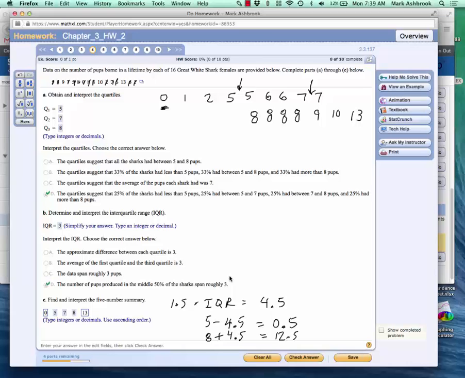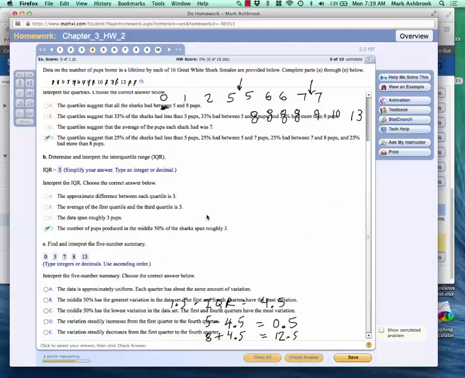Okay, but the 5-number summary is the min, Q1, Q2, Q3, max, okay? My bad there. Let's try it again. Okay, so hopefully that work is going to help us interpret the 5-number summary. The data is approximately uniform.